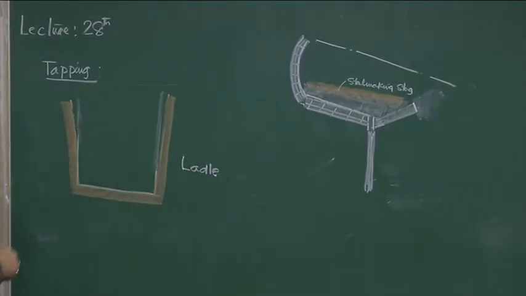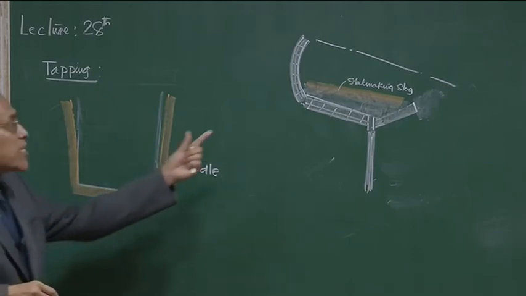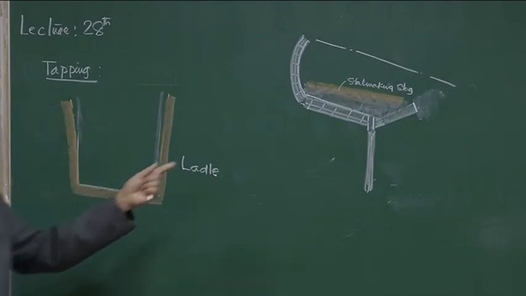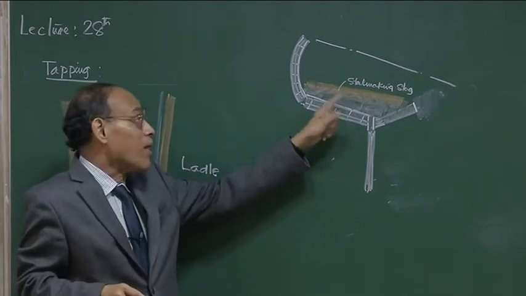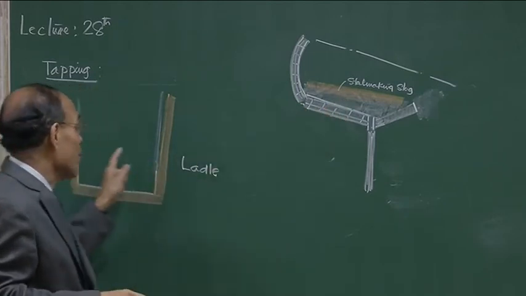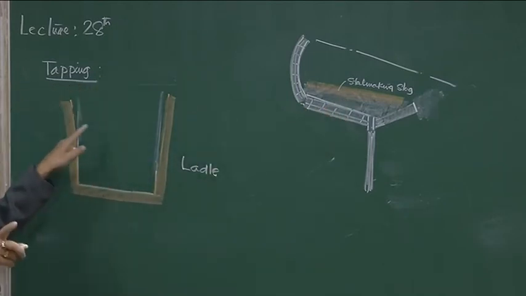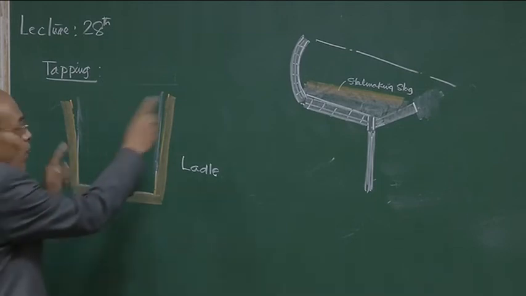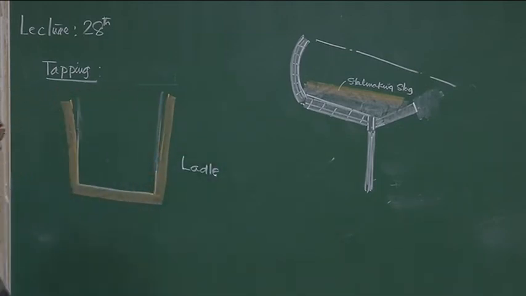Now, typically the converter size and the ladle capacity are more or less identical. We will try to see that whatever the amount of steel being made, we should be able to put it in one ladle and not two ladles, because there is one chemistry. Okay. So, there is one-to-one correspondence between the capacity of the ladle and the capacity of the steel making furnace.